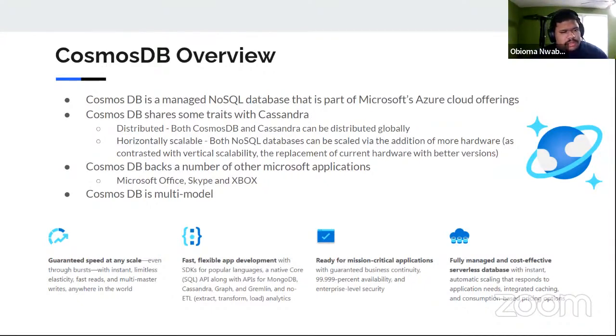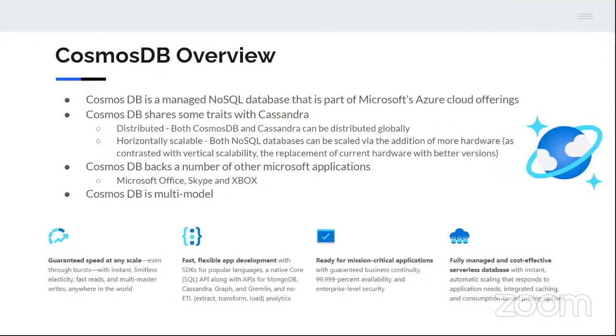But it does, no matter which mode you're using, share some traits with Cassandra, which are that they're both distributed. You can have Microsoft distribute Cosmos DB globally for you, and you can set up globally distributed Cassandra clusters. And then they're both also horizontally scalable, which means they're scaled via the addition of more commodity hardware versus scaled via the replacement of current hardware with better versions.